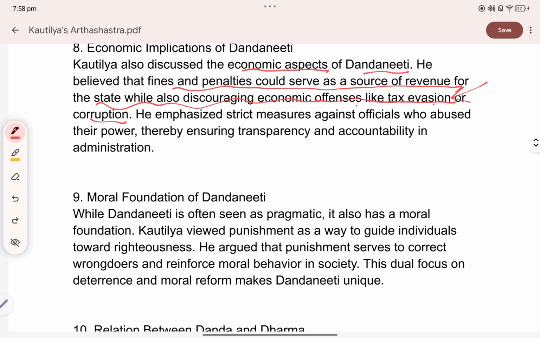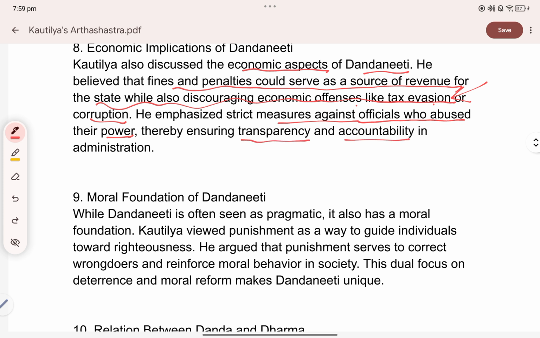Obviously, some people took taxes, right? तो टैक्स इवेजन यानी क्या होता था कि किंग तो लेने नहीं आ रहा टैक्स, कोई सूबेदार या समवन इज टेकिंग ऑन हिज बिहाफ. Sometimes there were officials who used to do corruption here and they used to take extra taxes. So he wanted कि ऐसा ना हो कि टैक्स में कोई करप्शन हो. He emphasized very strict measures against officials who abuse their power, thereby ensuring transparency as well as accountability in administration.